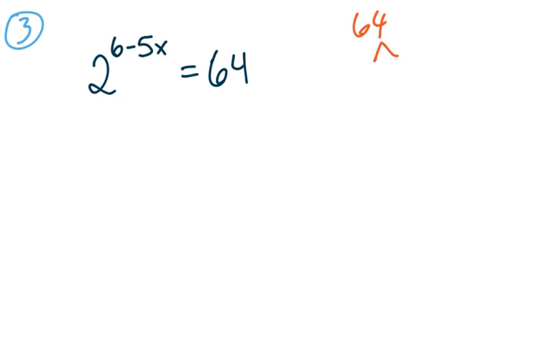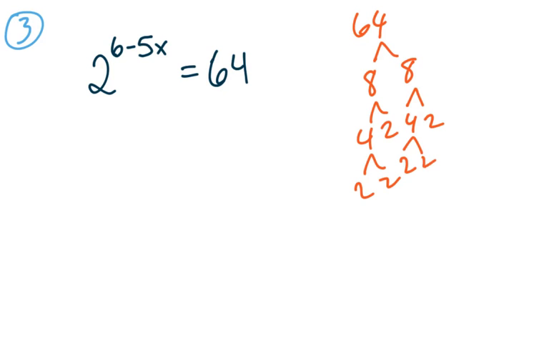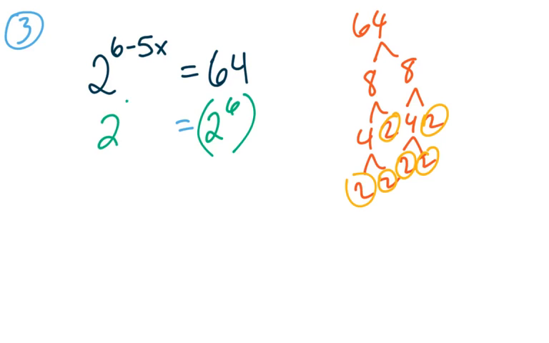And if I think about it like a factor tree, I can break it down into as many things as possible. We're going to end up with a bunch of 2's. So I've got 1, 2, 3, 4, 5, 6 2's being multiplied, which means 64 is really 2 to the 6th power. So I've replaced 64 on the right side with what it's equal to, because we broke it down into all of these 2's here.